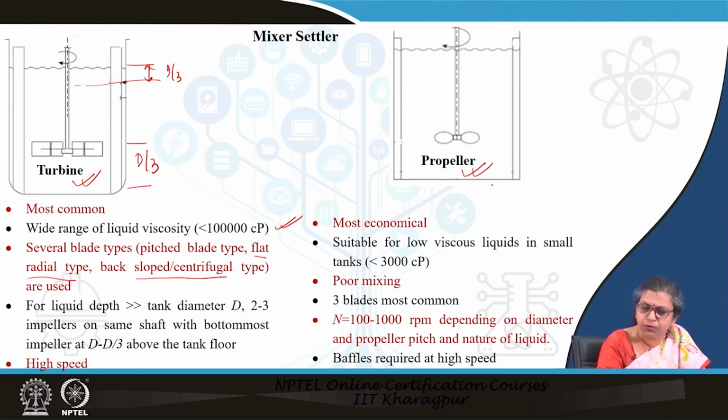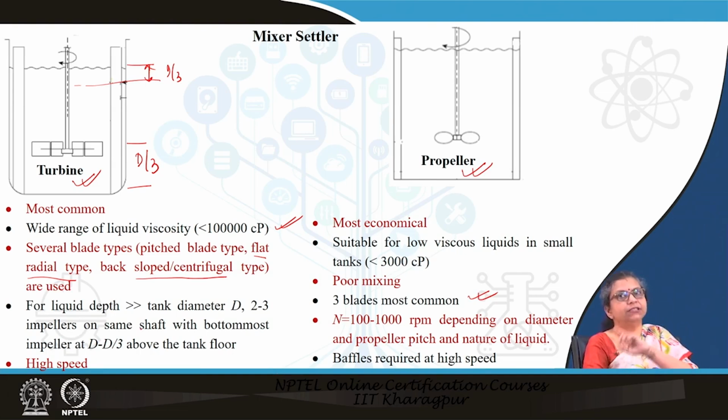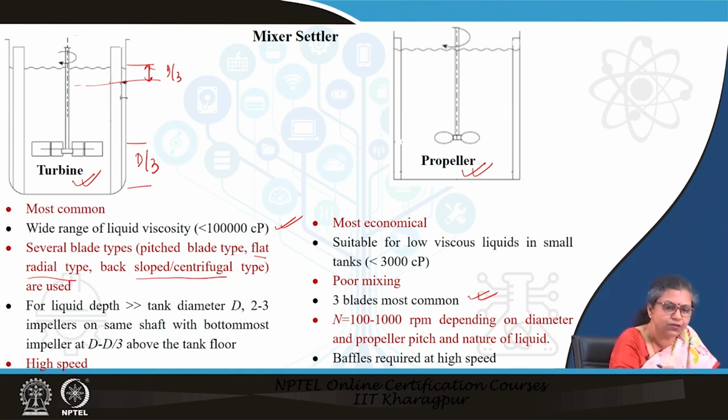Propeller we do not opt for very frequently. The only good part about it is that it is cheap, and when we opt for it, 3 blades are most common. The other thing which we need to remember is that whenever we are churning a liquid, quite naturally vortices are formed. We would like to eliminate the vortices. Now, if we have to eliminate the vortices, what do we have? We have the baffles.